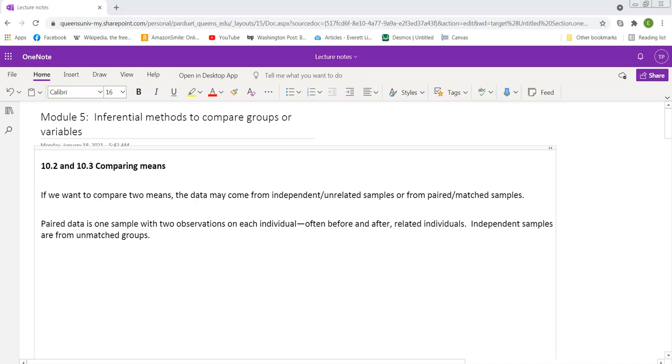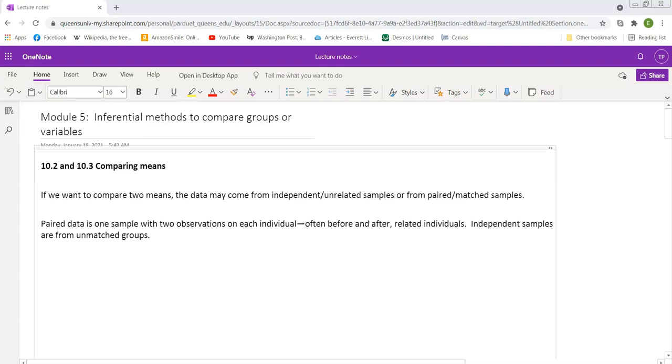In Module 5, we're going to be looking at hypothesis testing, where we compare two means to each other or three or more means to each other. So today we're going to be looking at comparing two means using two different kinds of hypothesis testing.